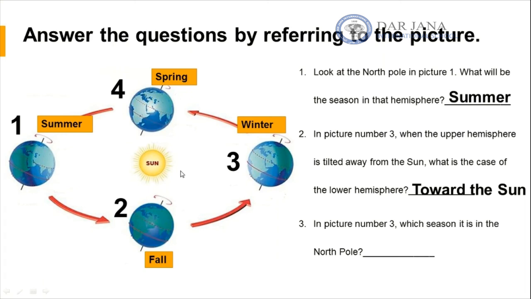Now the last question. In picture number 3, which season is it in the North Pole? It is the winter, as we explained. So for more details, please, I need you to read your book. This is just reviewing the main ideas of the lesson.